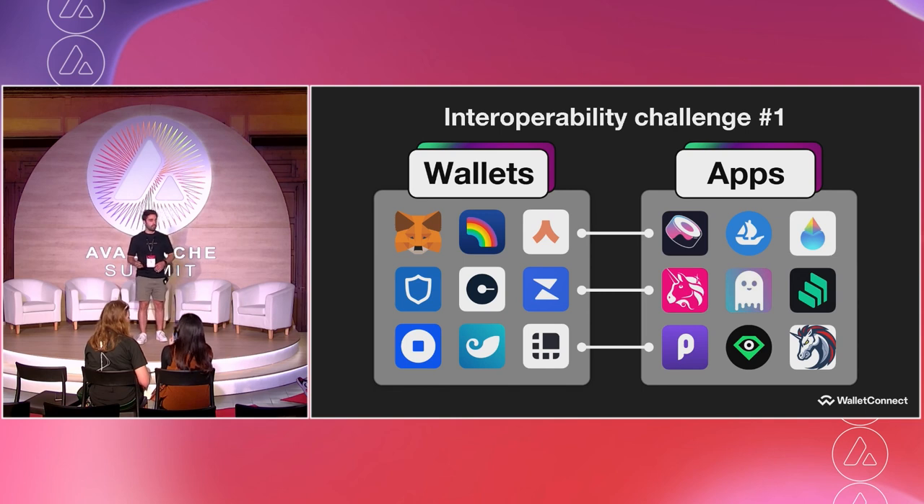So what are the interoperability challenges that we have? First, we have thousands of wallets and thousands of apps, and these wallets and apps all work slightly different, and they all will have an opinion on how to actually function. But then all of these wallets want to talk to all of the apps, and all of the apps want to talk to all of the wallets. So how do you actually find a common standard to actually connect wallets and apps?